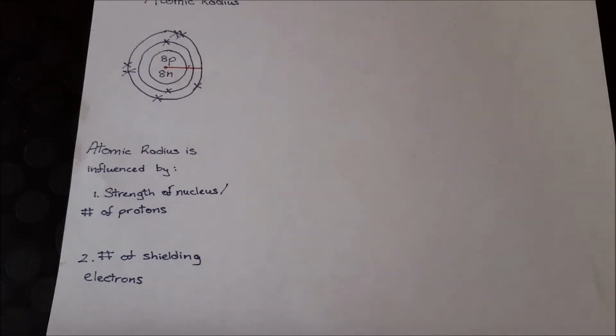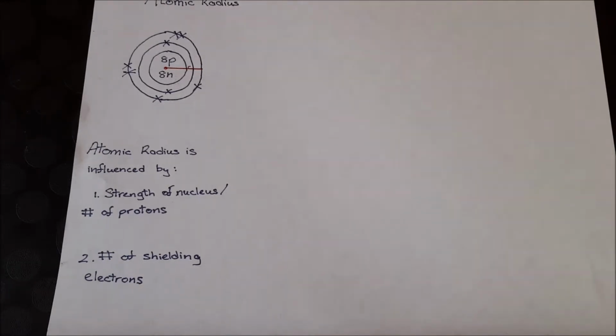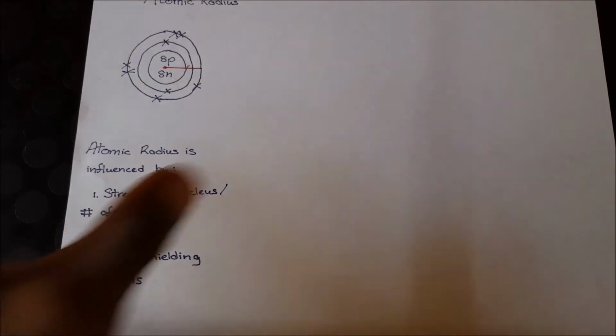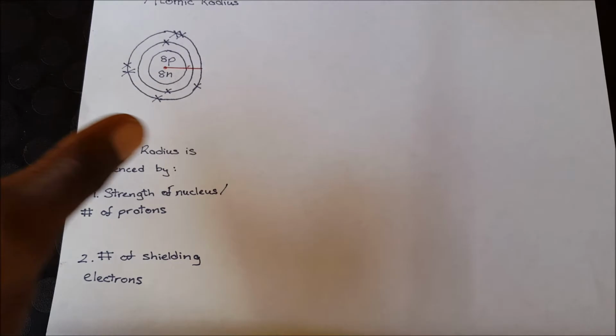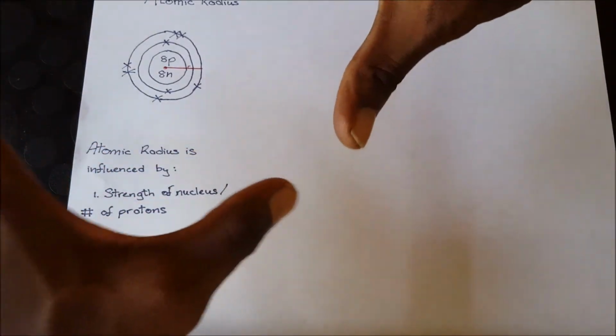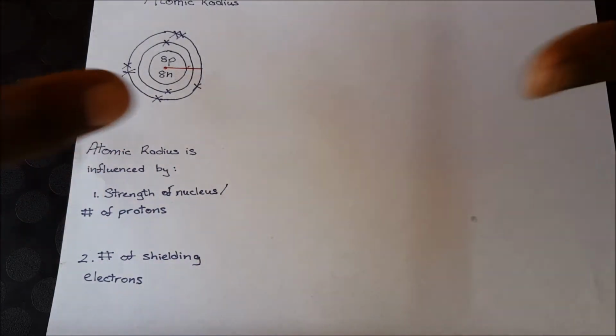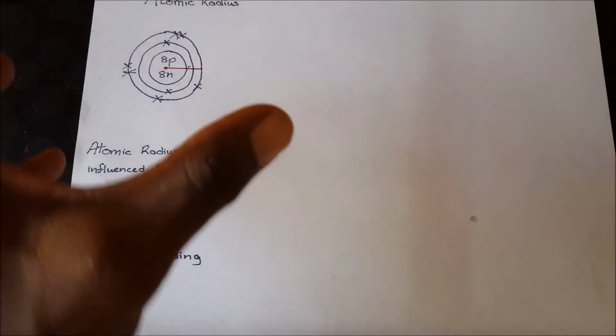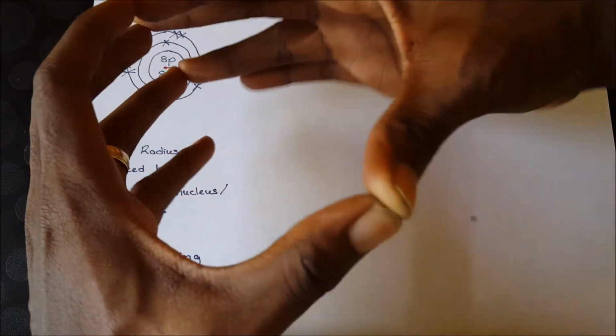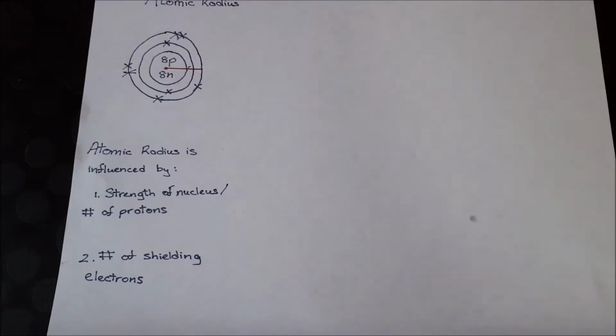Firstly, the protons are positively charged and the electrons are negatively charged, and in the world of science, opposites attract. Therefore, the more protons you have, the more pull you will have on these outer valence electrons, and the effect will be that it will decrease your atomic radius because you will be forcing your atom to condense, basically.